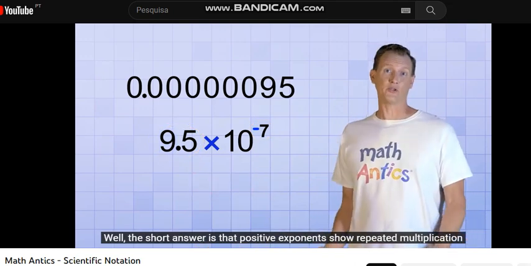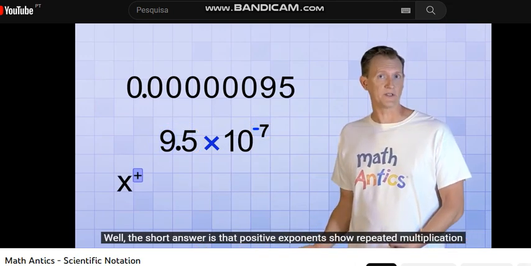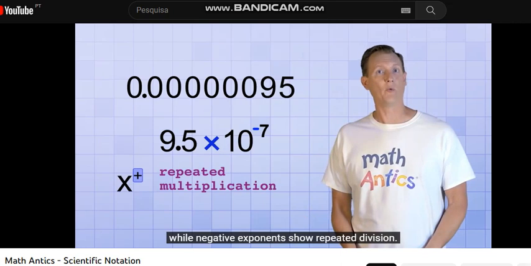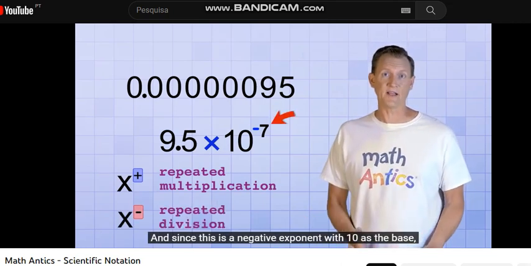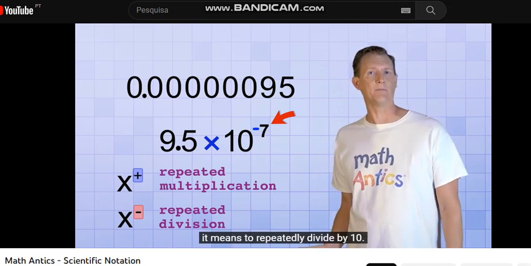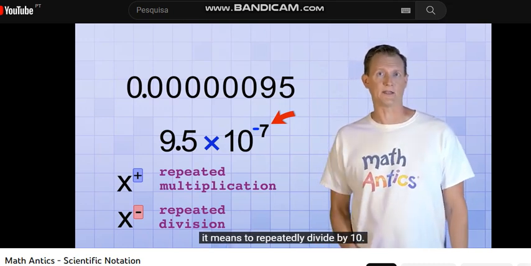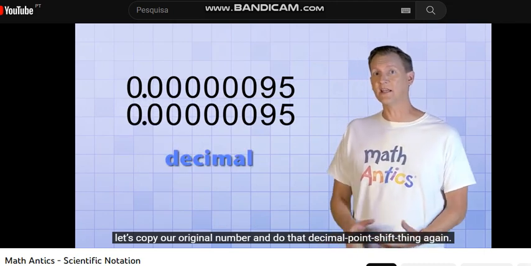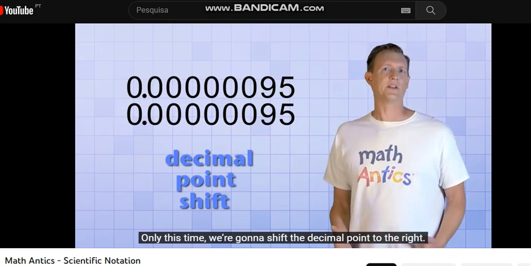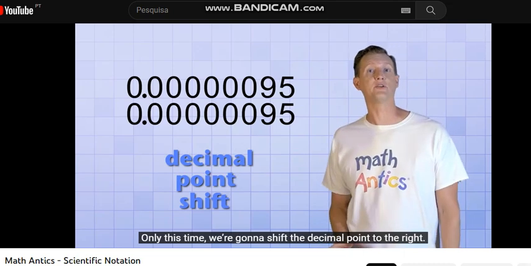Well, the short answer is that positive exponents show repeated multiplication, while negative exponents show repeated division. And since this is a negative exponent with 10 as the base, it means to repeatedly divide by 10. To see how that works, let's copy our original number and do that decimal point shift thing again. Only this time, we're going to shift the decimal point to the right.